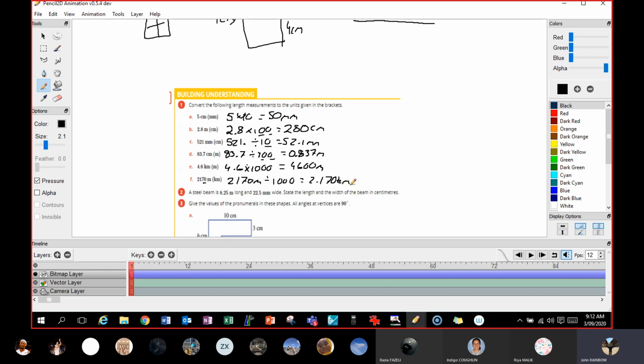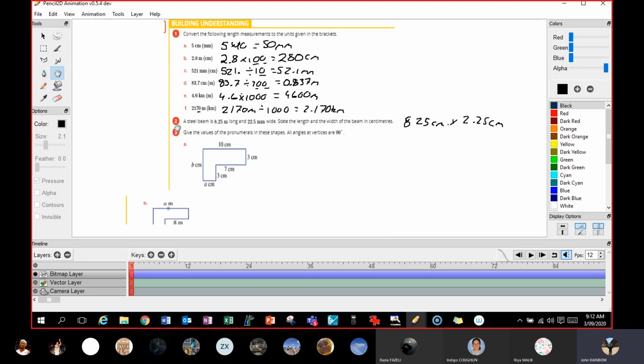So I'm going to do kilometers. A steel beam is 8.25 meters long and 2.55 millimeters wide. State the length and width of the beam in centimeters. Well, you're going to have to times the meters by 100. So it's going to be 825 centimeters by, and we need to divide this by 10, 2.25 centimeters. So converting, just use that chart.